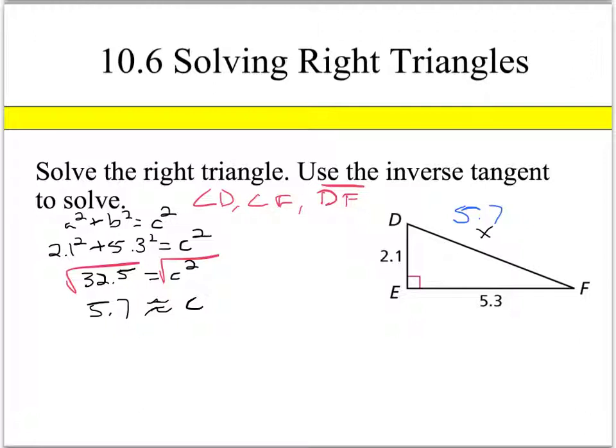Now what I have to do is find my angle measures. Alright, I'm just going to cross DF off up there, so I know I'm done with it. Okay, now we need to find D and F. We already know this measure.